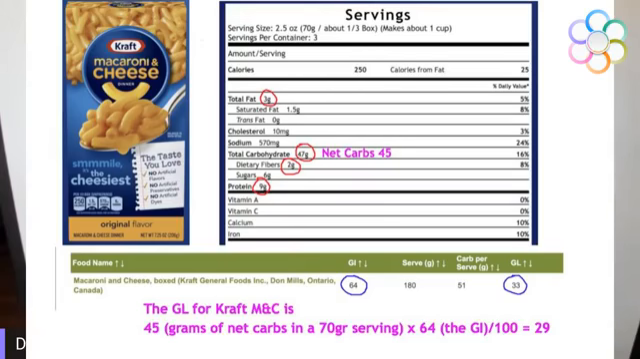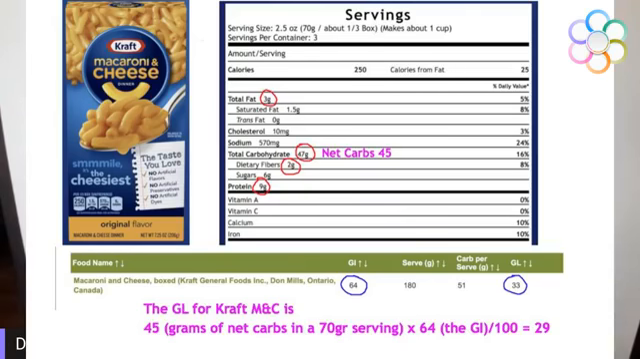So now you can plug it into your equation here. The glycemic load for Kraft mac and cheese is 45 net carbs for a 70-gram serving, times 64. Now, where did I get that? I got that from the University of Sydney. They're the top people to go to for information on GI and GLs. They have a food calculator, and I'm going to post all of the links, so you'll have them all. If you look here, the GI is 64. So 45 times 64, the GI, divided by 100 is 29. So what is the highest limit? Over 20 is really, really high. So this is not a good choice.